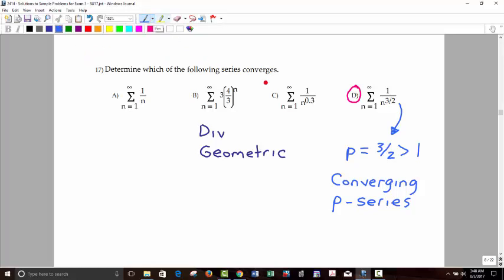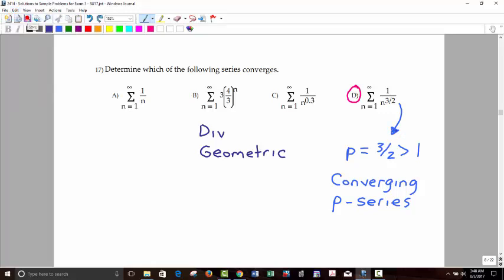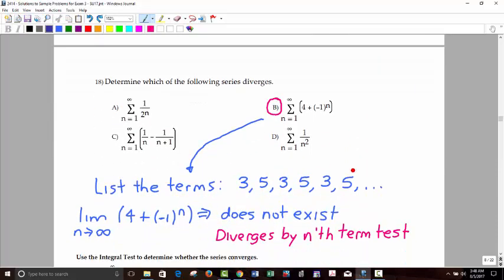All right, so that's not too bad. Let's see what else. Let's see what we got here. That's pretty easy. Let's come on down here. Which of the following series diverges?